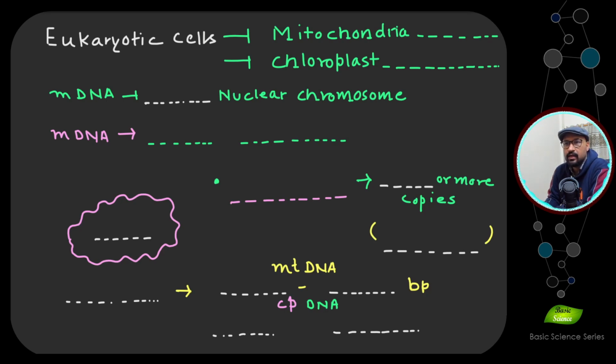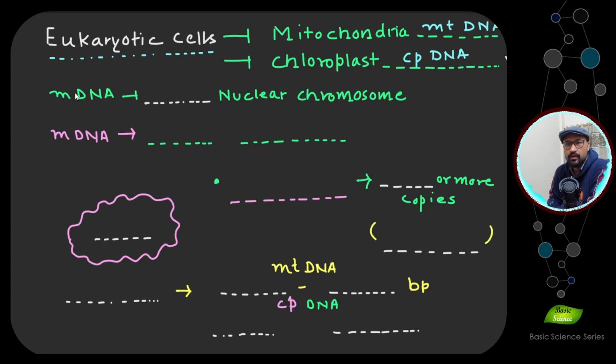As you can see here, I'm planning to explain some important things regarding mitochondrial and chloroplast DNA. In eukaryotic cells, we have mitochondria, so we call it mitochondrial DNA, or mtDNA for short. In plant cells, we also have chloroplasts, and inside the chloroplast you have chloroplast DNA. So this should be clear, these two things.